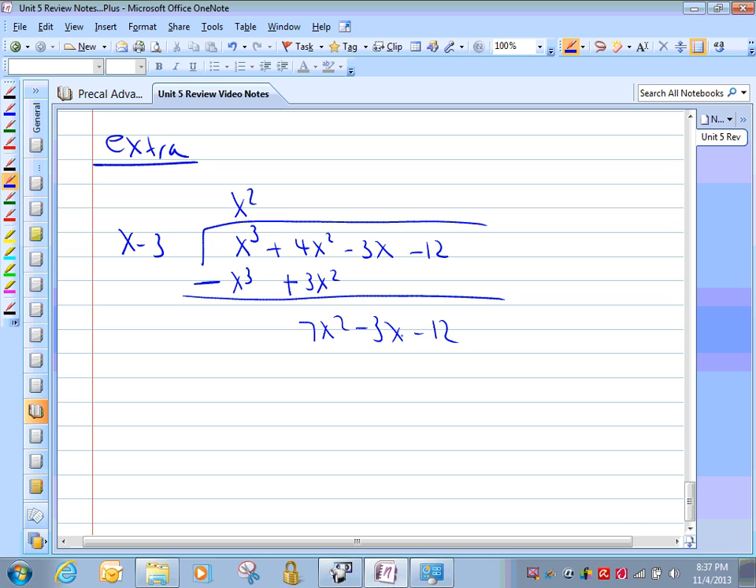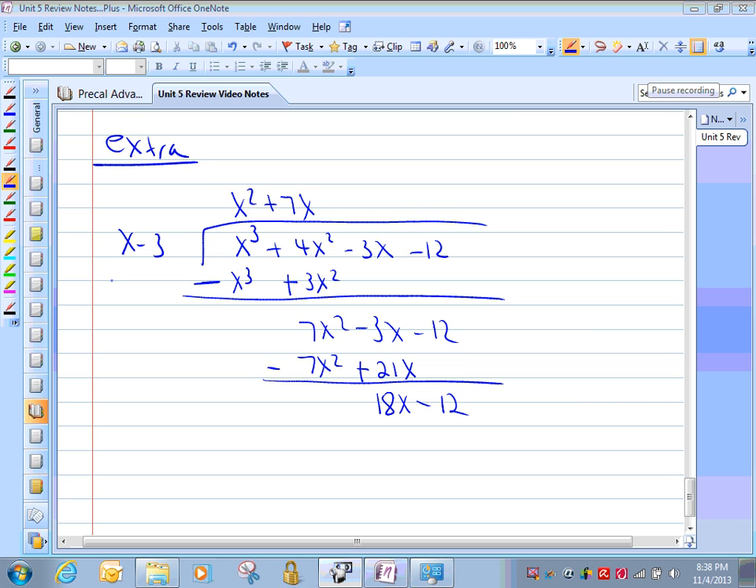All right, going again. X times something gives me 7x squared. That would be a positive 7x. So 7x times x is 7x squared. 7x times negative 3 is negative 21x. Draw my line, and then change the signs. Minus, this subtraction becomes a positive. This becomes a positive. So when you add down, you would have a positive 18x minus 12. Let's go one more time.